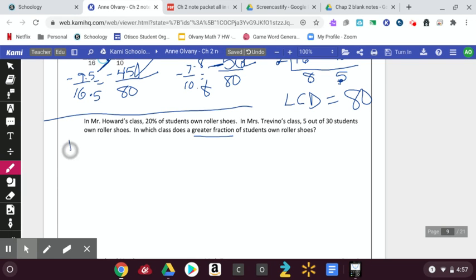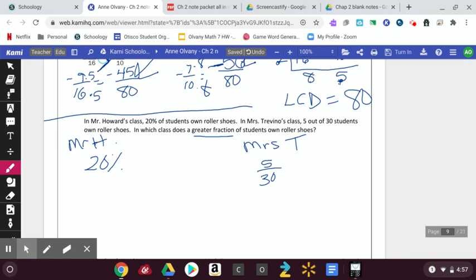So I'm going to write Mr. H over here. I always like to organize and label. 20%. And then I have Mrs. T on the right, 5 out of 30. You can choose to change them both to fractions and get a common denominator. You could choose to change them both to decimals and then compare the decimals. I think that's what I'm going to do.